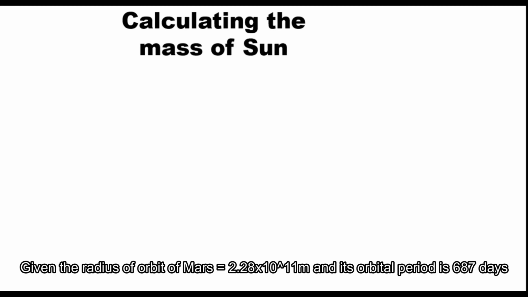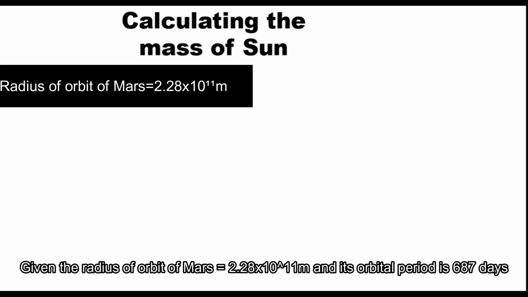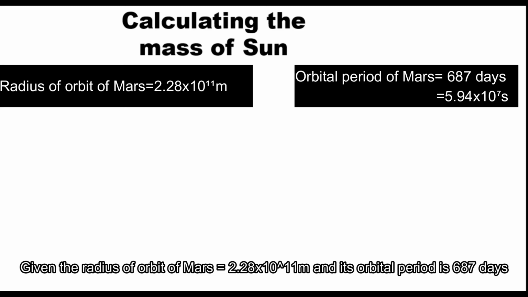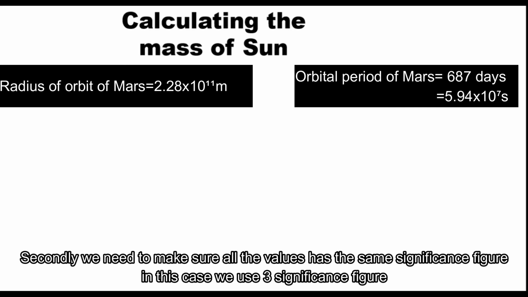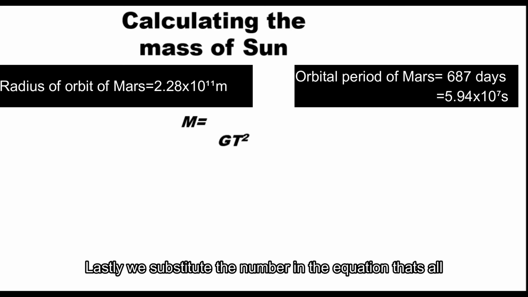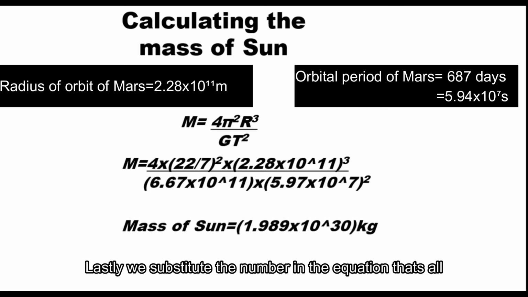So, let's calculate the mass of the Sun, given the radius of the orbit of Mars is 2.28 times 10 to the power of 11 meters and its orbital period is 687 days. The first step that we need is to change the days to seconds so that it will be in SI units. Secondly, we need to make sure all the values have the same significant figures. In this case, we use 3 significant figures. Lastly, we substitute the numbers in the equation. That's all.